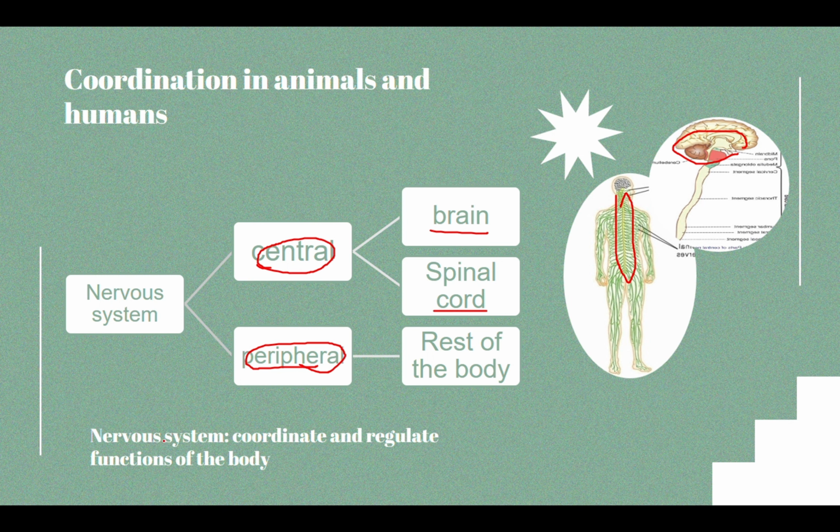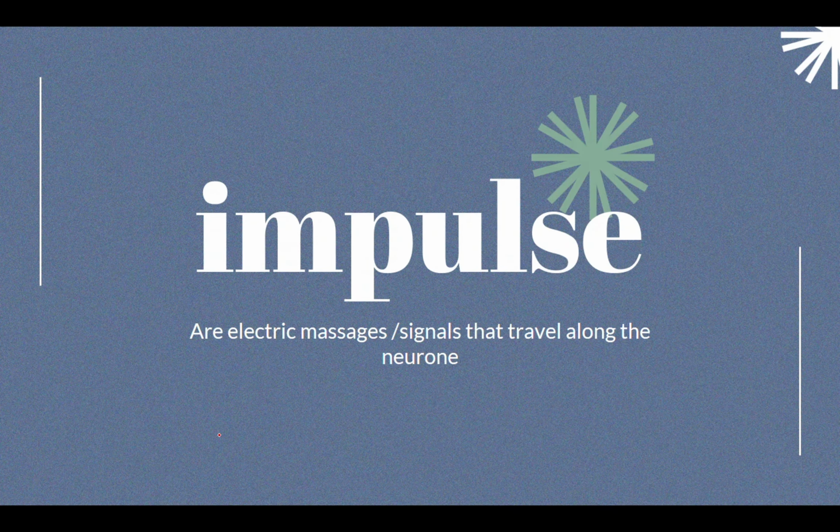And another thing is that the nervous system is there to coordinate and regulate functions of the body. Now, this is a very important part. They can ask a lot of questions on that, and it can contain like 1 to 2 marks as a max. Next, impulses. Now, you will see a lot of slides like that.